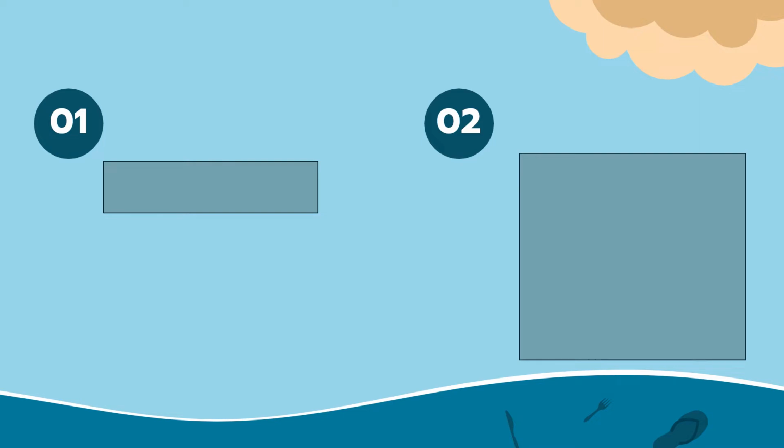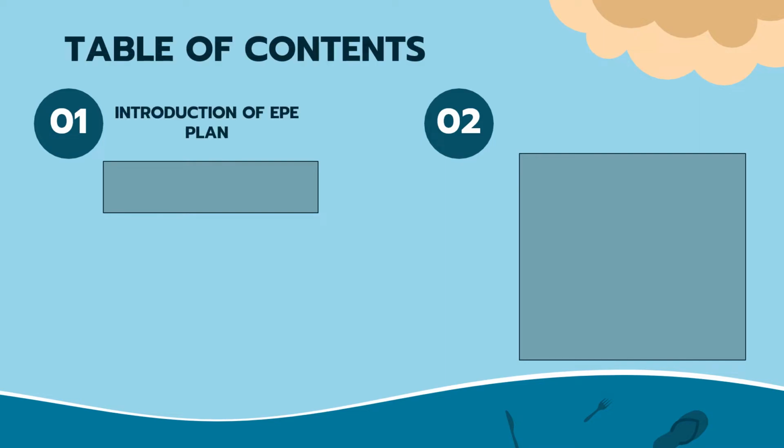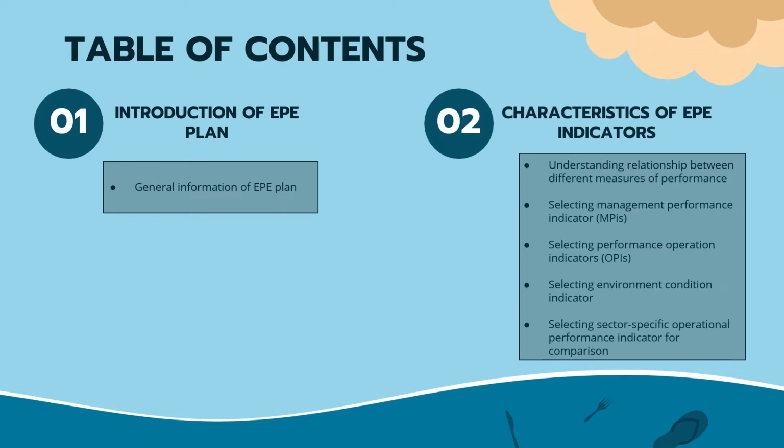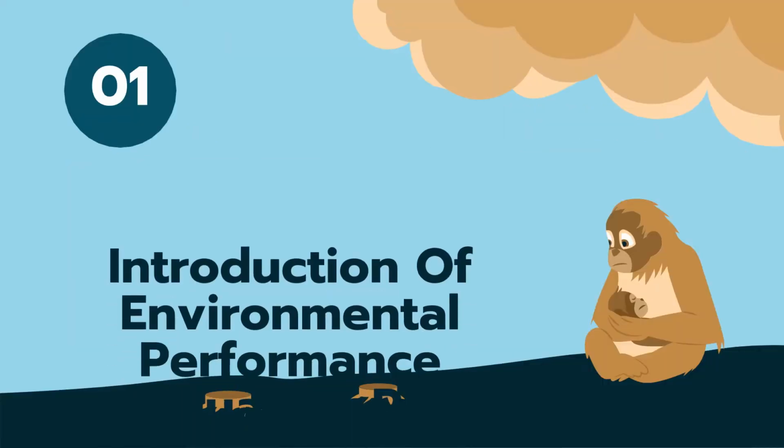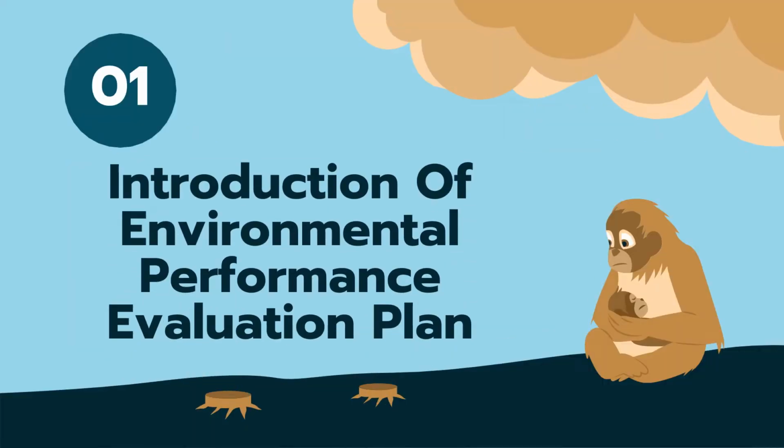In this part we will discuss the introduction of EPE, that is, general information of the EPE plan. Then we will go through the characteristics of EPE indicators, that is, understanding the relationship between different measures of performance, selecting management performance indicators, MPIs, selecting operational performance indicators, OPIs, selecting environmental condition indicators, and selecting sector-specific operational performance indicators for comparison. Now let's go to our first part, that is, introduction of the environmental performance evaluation plan.